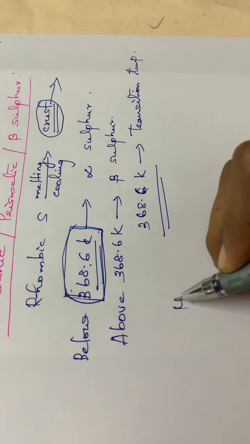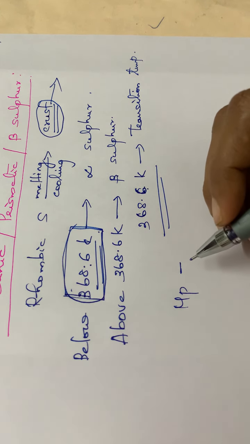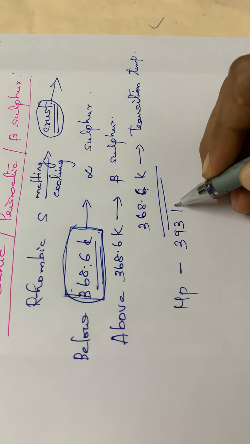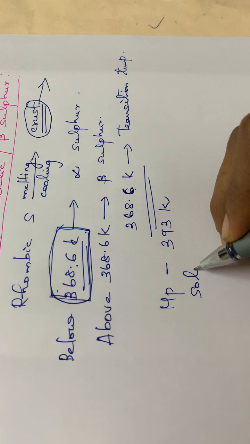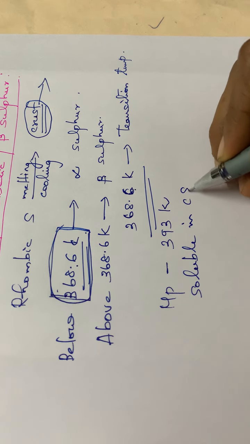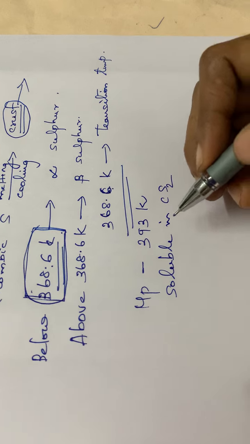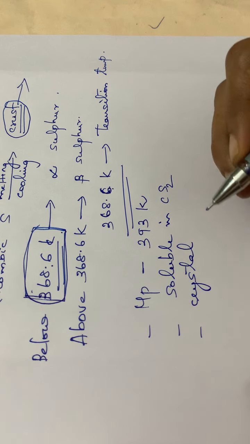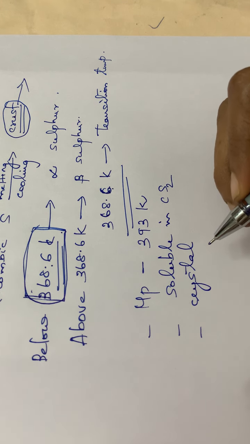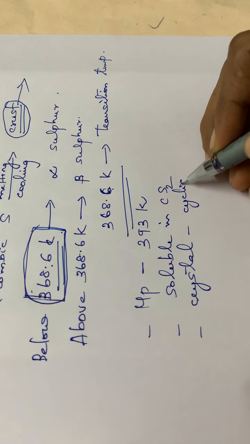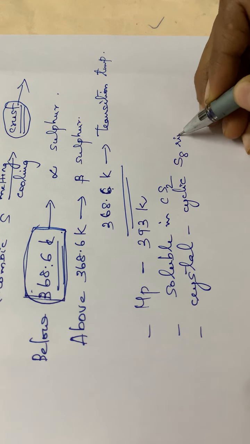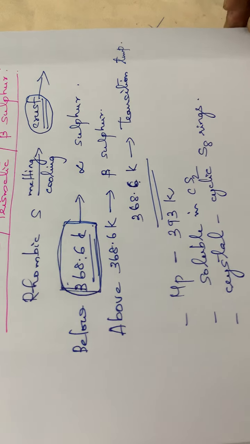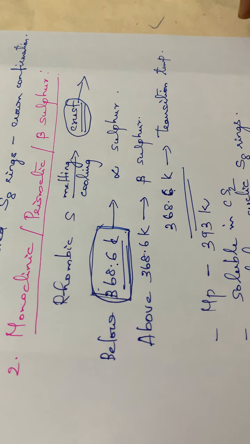Coming to the melting point of this allotrope, it is about 393 Kelvin. It is also soluble in carbon disulfide. Here also it will occur as a crystal structure, in the crystal form, and it will have cyclic S8 rings. So these are some of the points regarding monoclinic or prismatic or beta sulfur. You have to note down this transition temperature also.